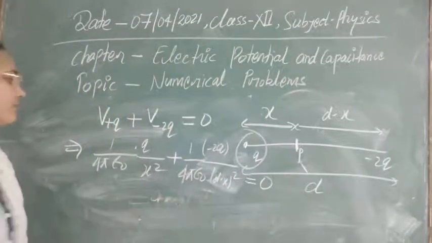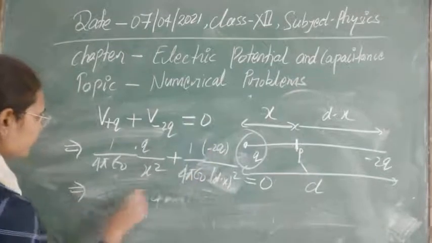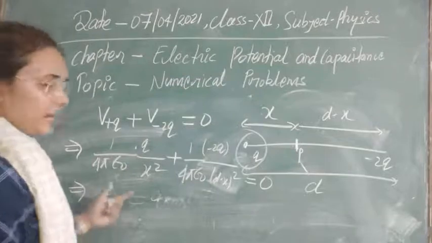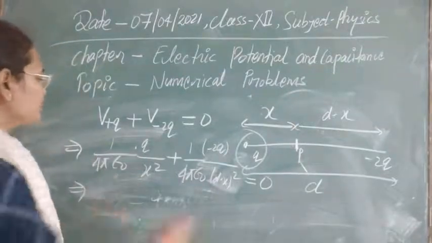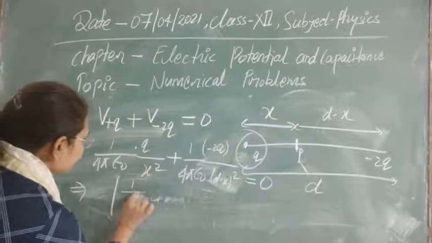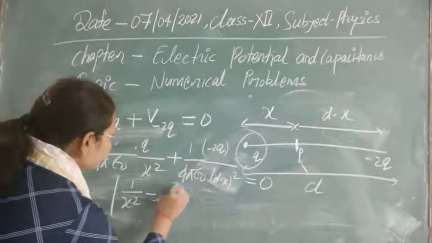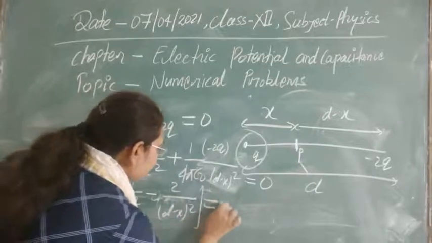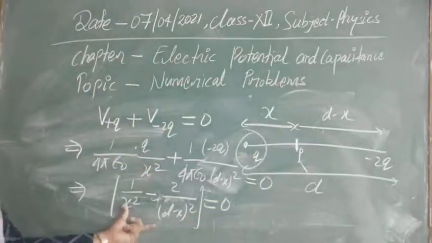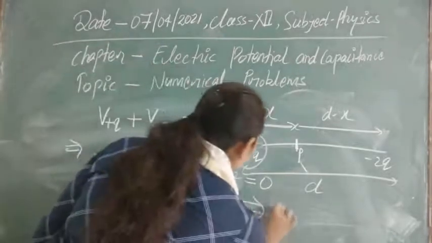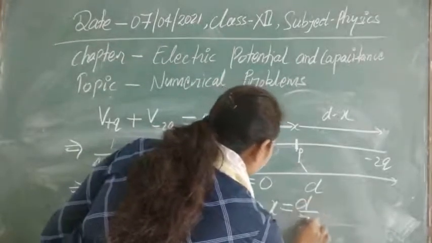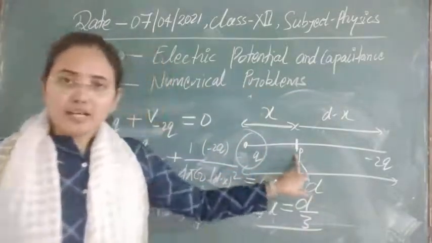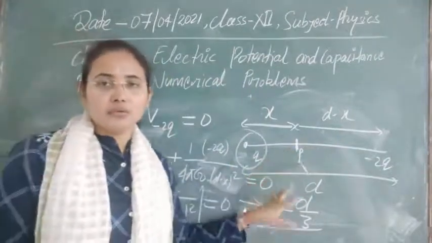Now we have to solve this equation. After solution, obviously you can take common q upon 4 pi epsilon 0, and that value will not be equal to 0. So the common portion that we will take, that is 1 upon x square minus 2 upon (d minus x) square, equal to 0. If you solve it, then by solution we can see x is equal to d by 3. So at d by 3 distance from this charge q, the potential due to this system of charges will be equal to 0.